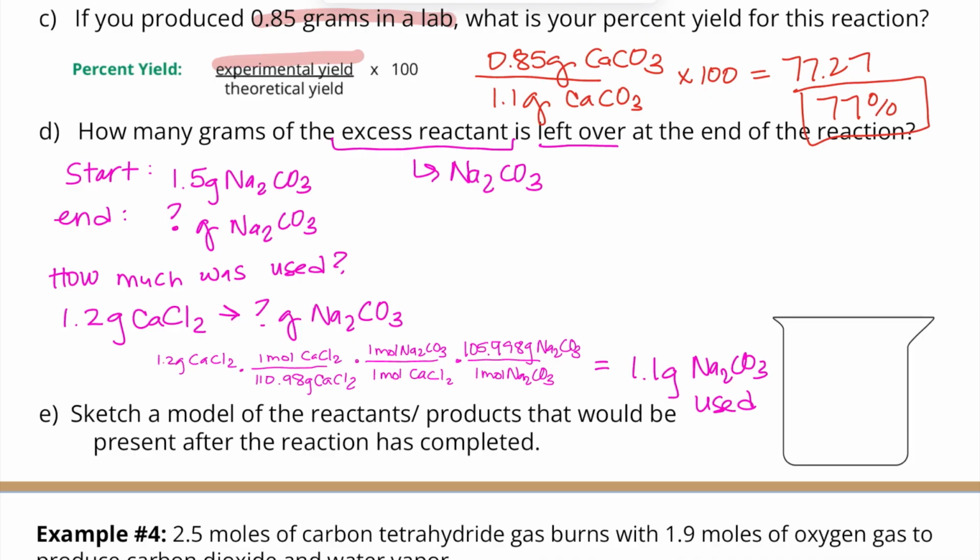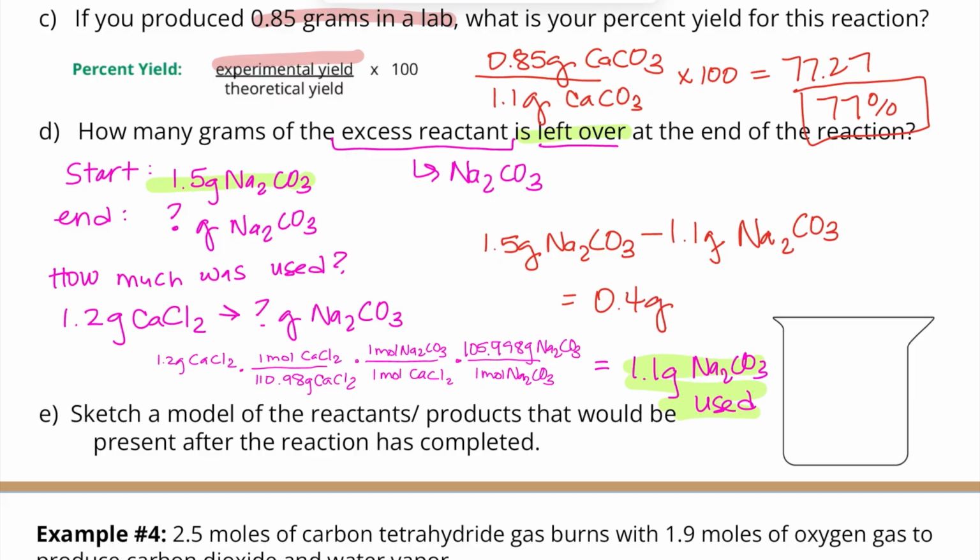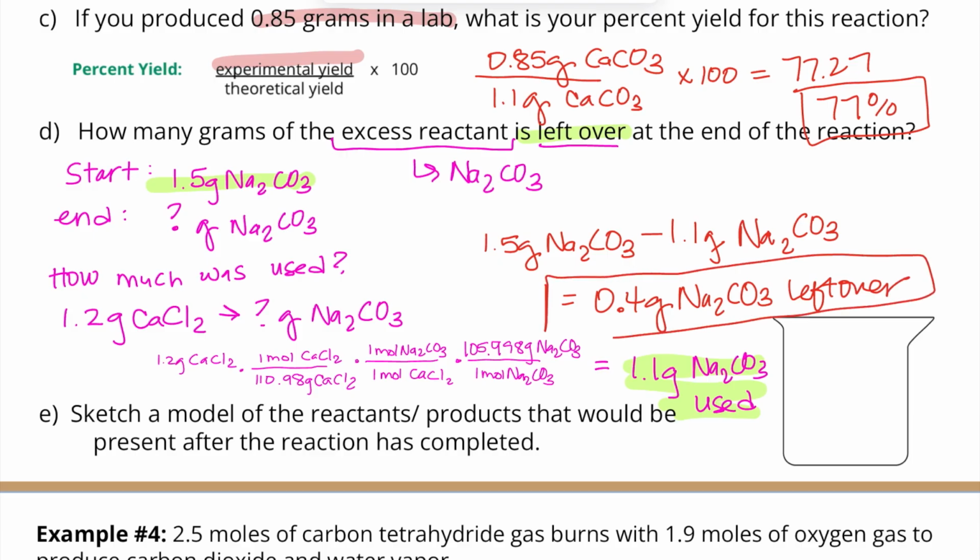So if I am starting with 1.5 grams, I use 1.1 grams, how much is going to be left over? Well, let's take that 1.5 grams of Na2CO3 that we started with. Let's subtract off how much got used, and then we can figure out our excess. So 1.5 minus 1.1, so 0.4 grams. We just have one digit after the decimal because of our subtraction rules. 0.4 grams of Na2CO3 is going to be left over, or would actually be that amount of our excess.